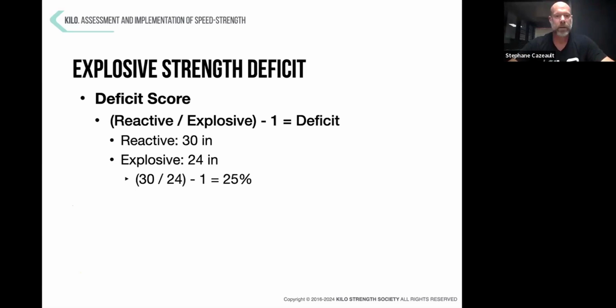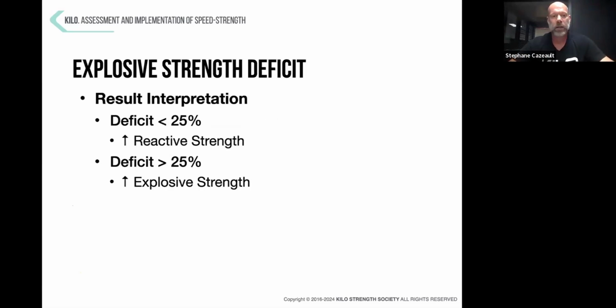25%. Okay. So what this means is, if your deficit is less than 25%, what you should focus on as an athlete is more reactive strength. If your deficit is over 25%, then what you should focus on is more explosive strength.